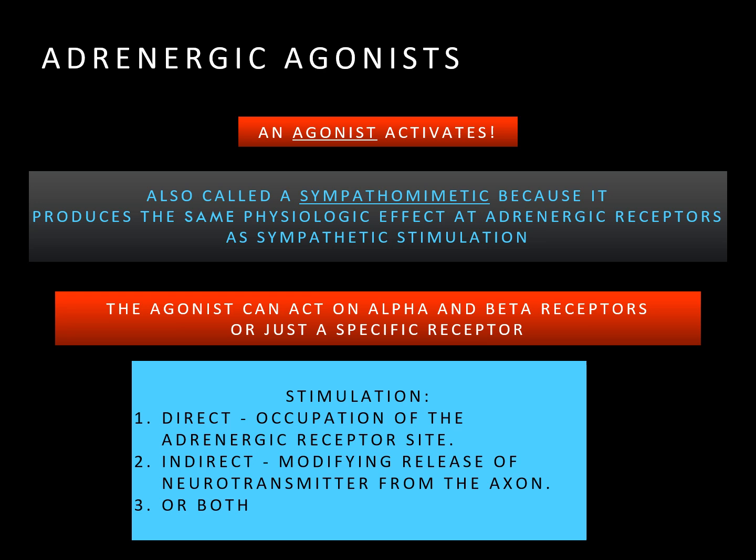So remember, an agonist acts. The agonist is going to produce the same response. These agonists can act on different receptors, all of them or just a couple.